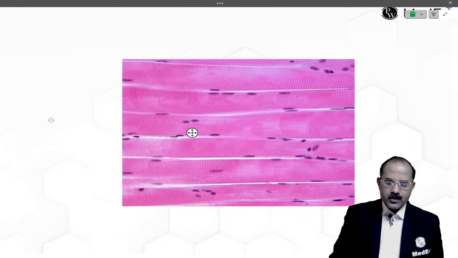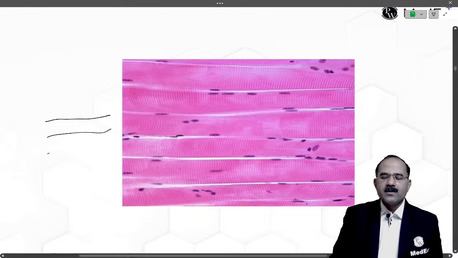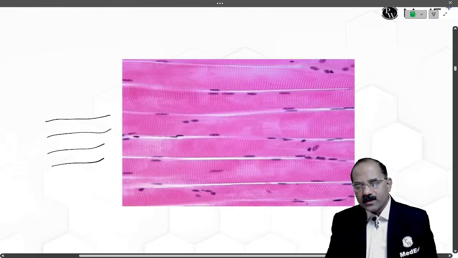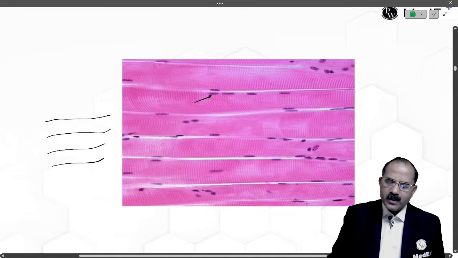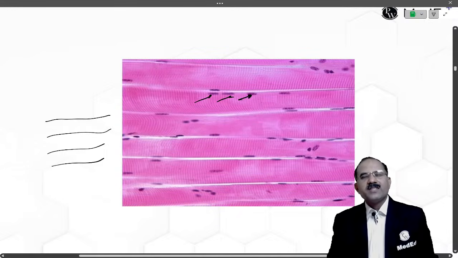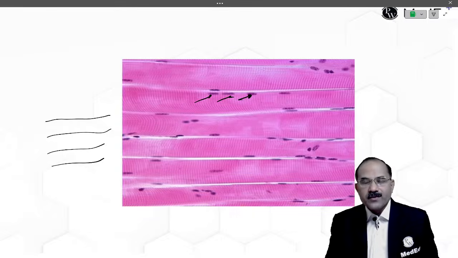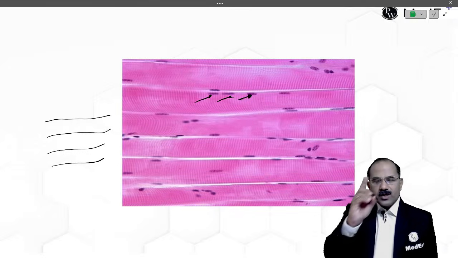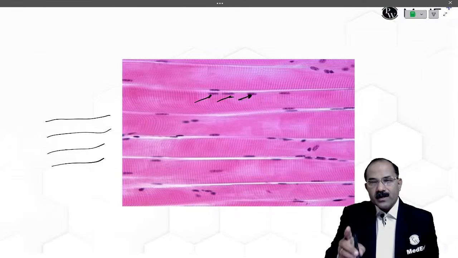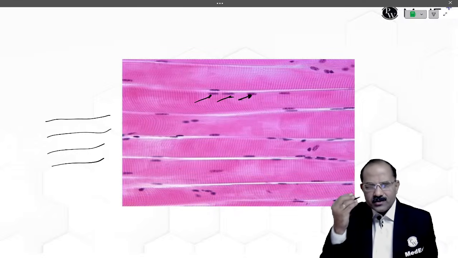These are longitudinal muscle fibers here. These are the muscle fibers, and where's the nucleus? The nucleus is at the periphery. Very good. The nucleus is at the periphery. So what is this? A slide of skeletal muscle. This is LS of a skeletal muscle. Very good. Dekho, general histology will be there. Muscle is generally kept in the exam.